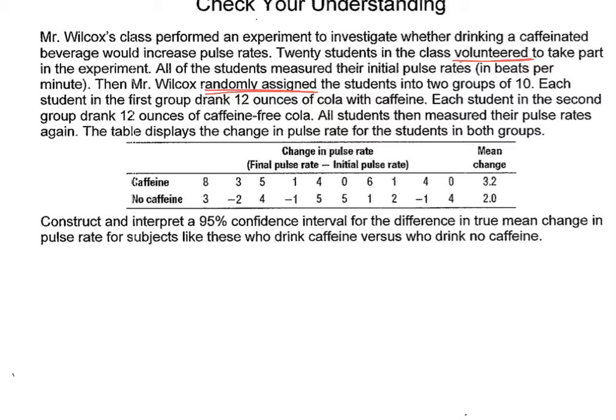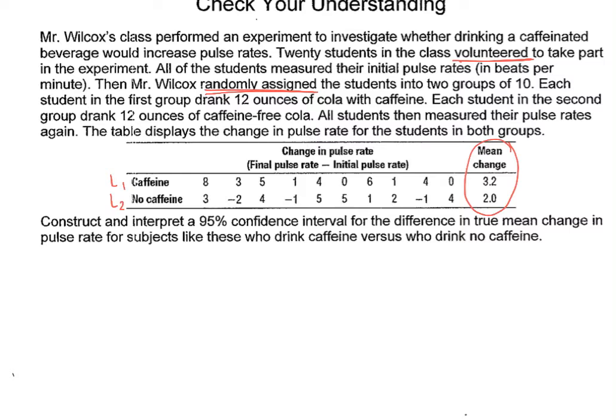The students in the first group drank 12 ounces of caffeinated soda, and each student in the second group drank 12 ounces of caffeine-free soda. All the students measured their pulse rates again. So what they recorded was the change in their pulse rate from drinking caffeine or not drinking caffeine. The first thing I noticed about this data is they give me a mean, but they don't give me a standard deviation. So what I'm going to do is type all the caffeine data into list 1 in my calculator and all the no caffeine data into list 2 of my calculator.